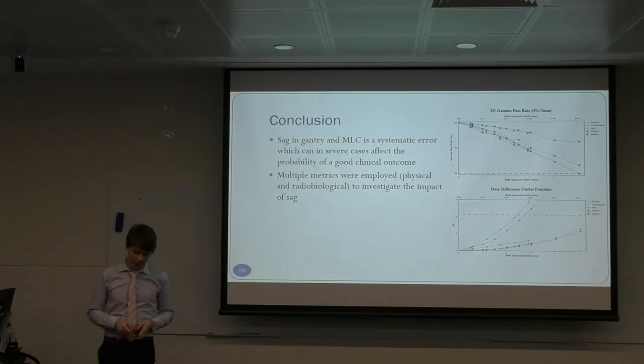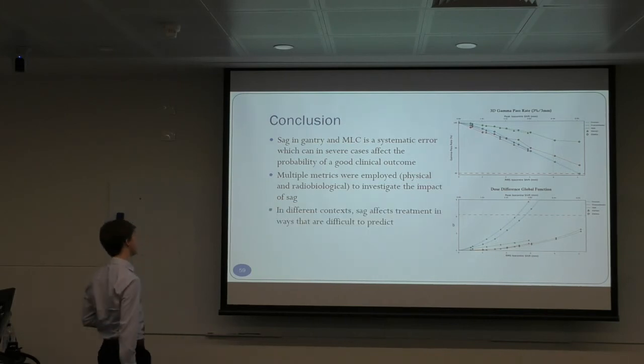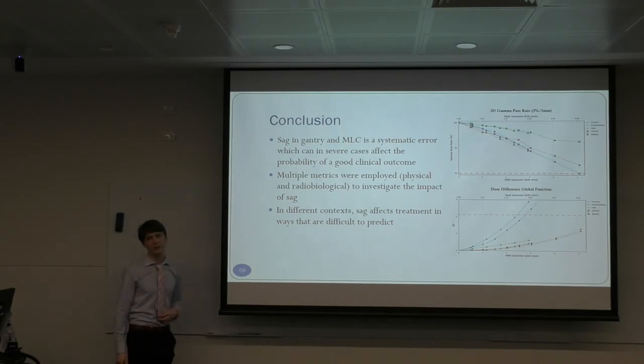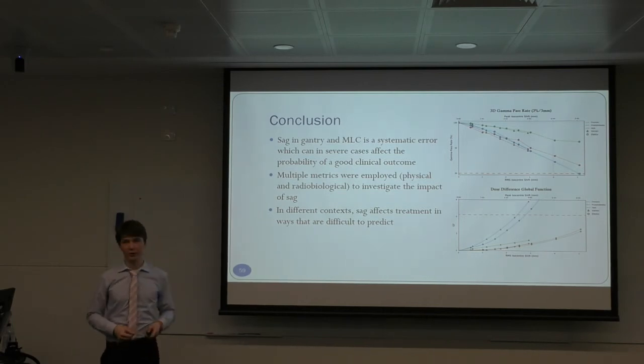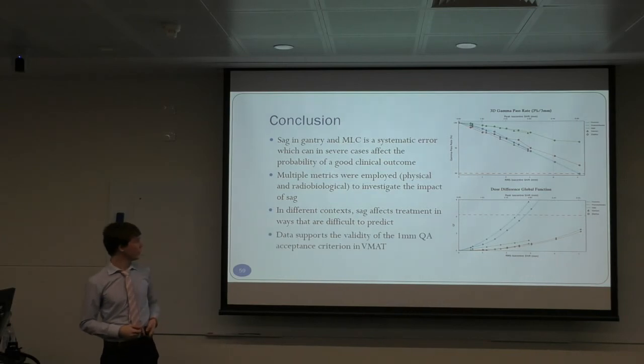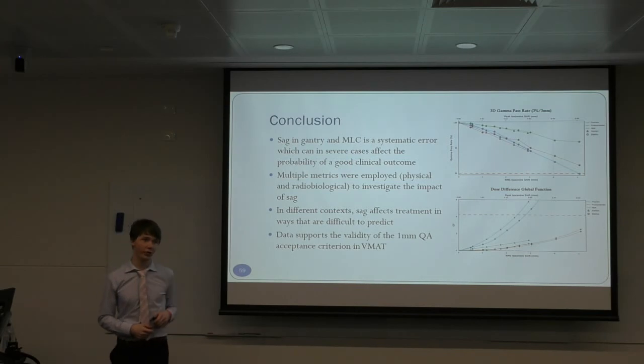Multiple metrics are employed to investigate this impact, and what I found is that it does affect different treatment sites in unpredictable ways. So it would be great to try it for lung as well, upper abdominal, for other treatment sites. But in the end, the validity of the 1 millimeter quality assurance criterion is, I think, completely acceptable for VMAT.